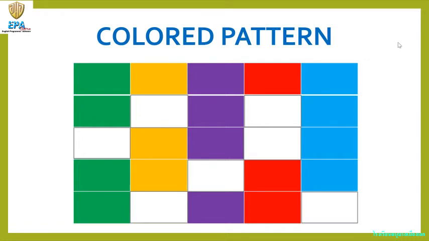Colored pattern of rectangles. Let's name them by their color. Green, yellow, purple, red, and blue. Now let's complete the uncolored rectangles by following the same pattern.